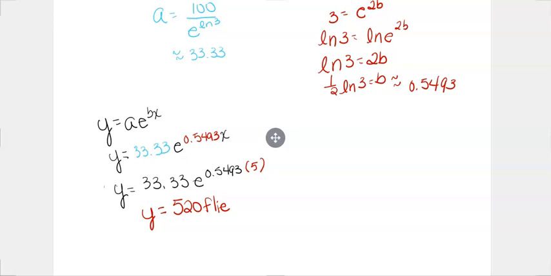Now, your problems number 23 and 27 work similarly to this one. And I believe I assigned both of those to you for homework.